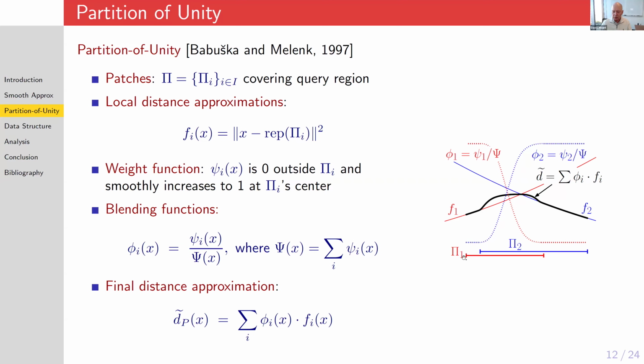And so the idea that you can see illustrated here is when you're over patch pi 1, that function has all the weight, so you're adhering to that. When you're over patch pi 2, the function f2 has all the weight. And when you're in this region between pi 1 and pi 2, you slowly and gradually lose the influence due to f1, and you gradually increase the influence due to f2. So you just smoothly interpolate between those two values. Hope that makes sense.